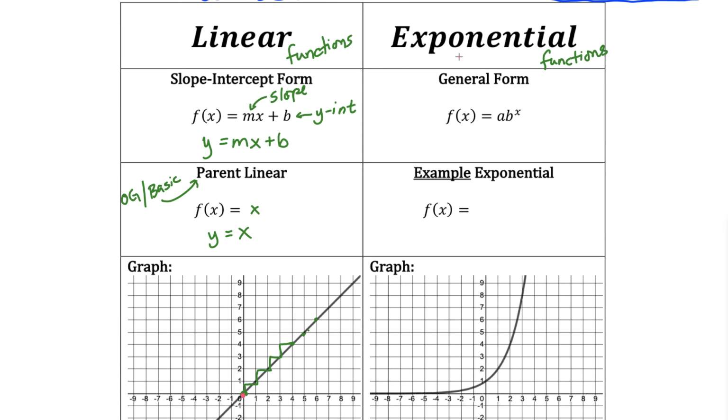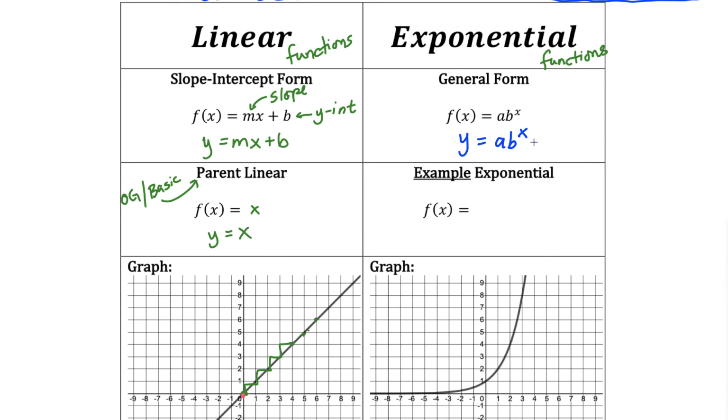So exponential functions. The general form is y equals a times b to the power of x. There's different ways you can write this, you can make it more complicated, but this is all you need to know right now. So let's write that. y equals a times b to the power of x.